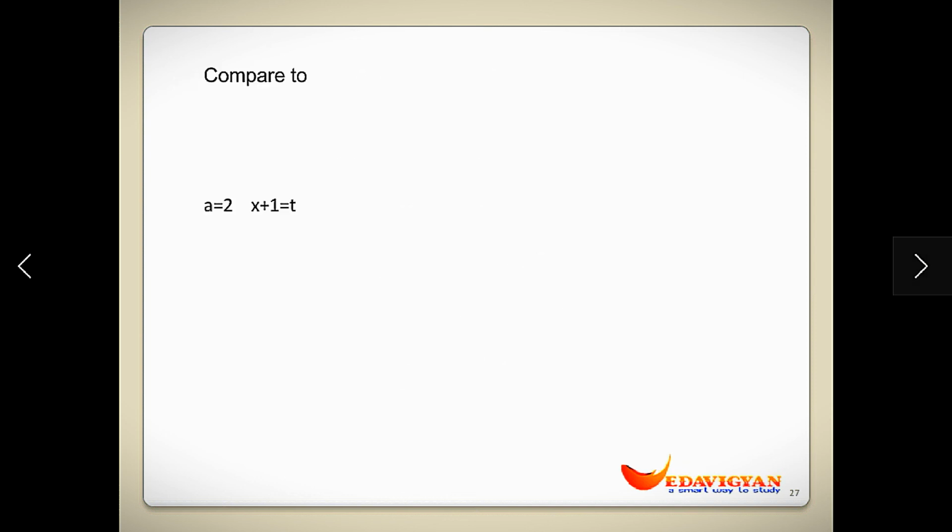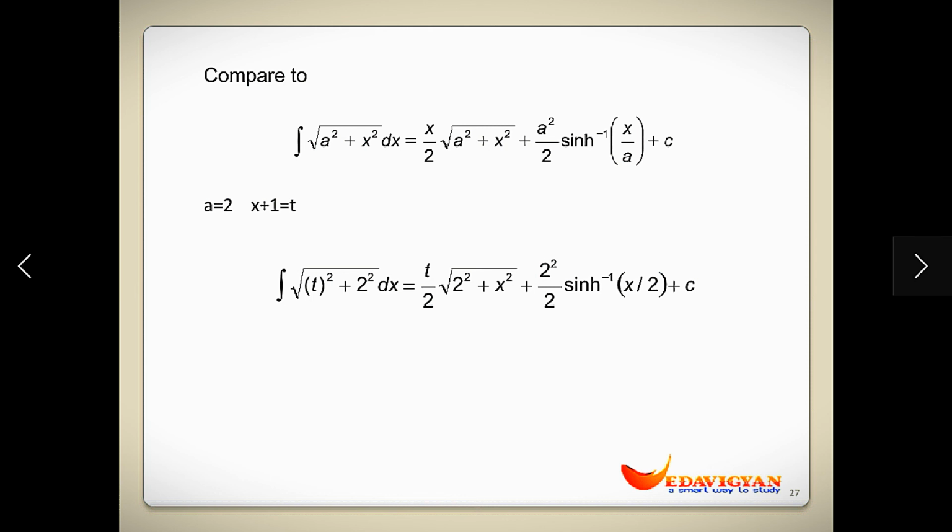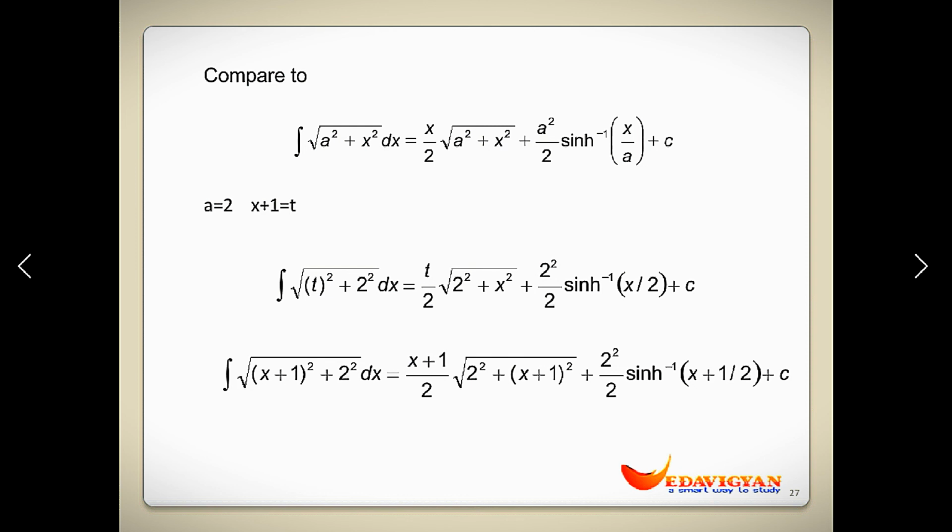This is compared to the standard form, where a is 2 and in place of x we have x plus 1. Let t be x plus 1; it follows that the integral of square root of t square plus 2 square dt is equal to t by 2 square root of t square plus 2 square plus 2 square by 2 sinh inverse t by 2. This is the final result. After completing the solution, in place of t we substitute x plus 1. This is the resultant solution.